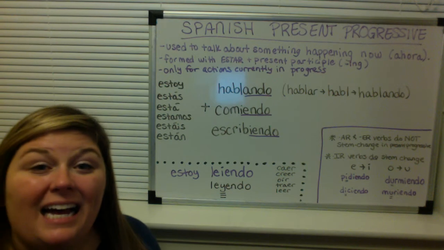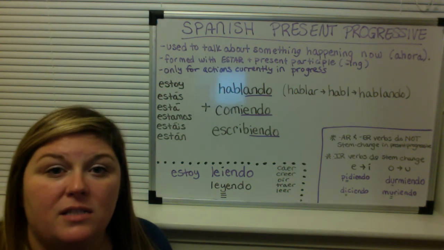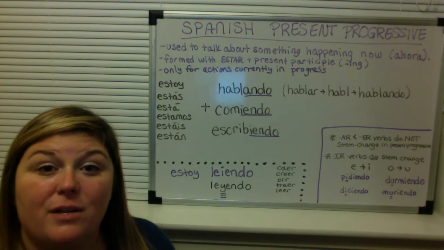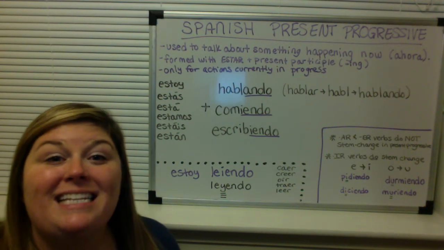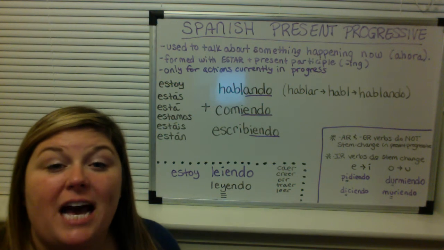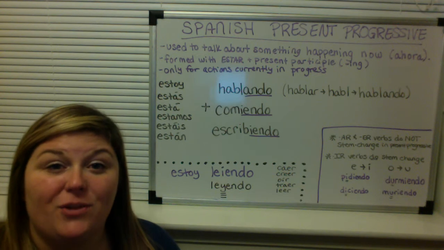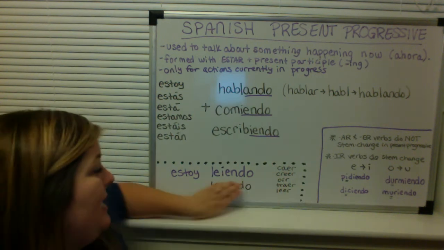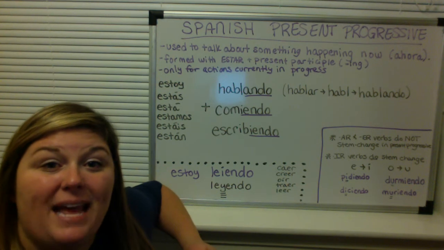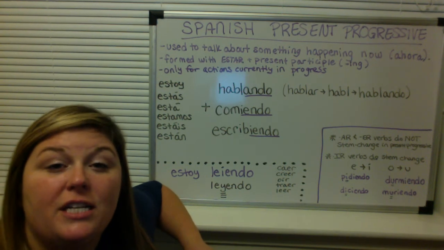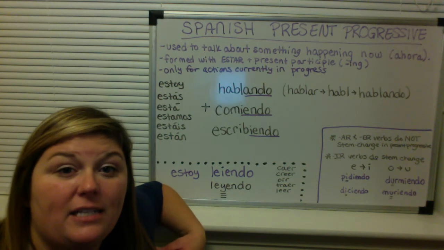However, the I, when it's in between two other vowels, so when you have an I in the middle of two other vowels, it's too weak to be heard. So it needs help. So we're going to change the I to a Y to give it some help in the pronunciation so that it can be heard. So anytime you have an ER or IR verb whose stem ends in a vowel, you're going to change that I to a Y so that we can hear it, all right?